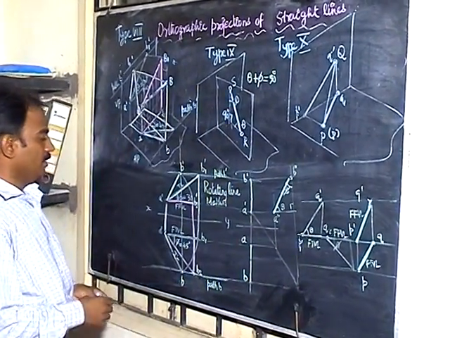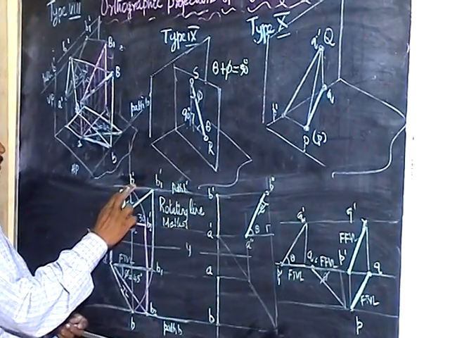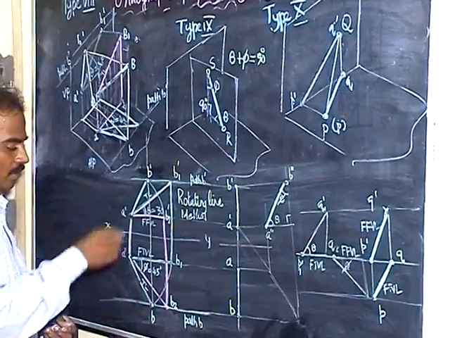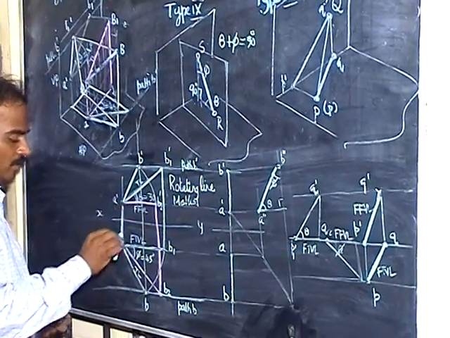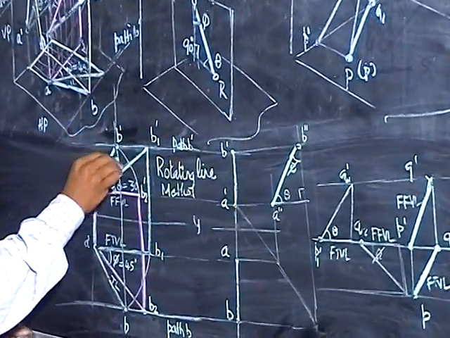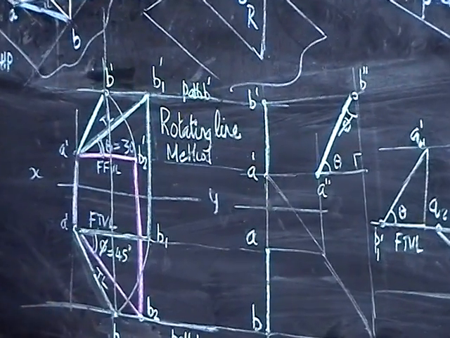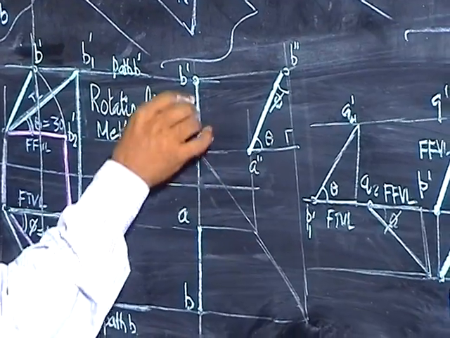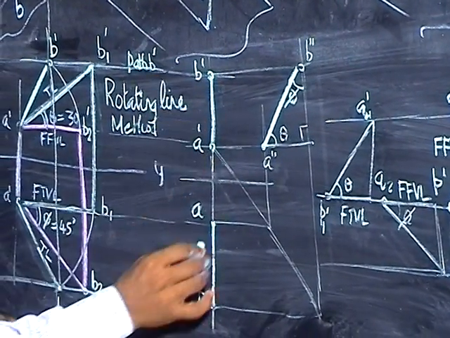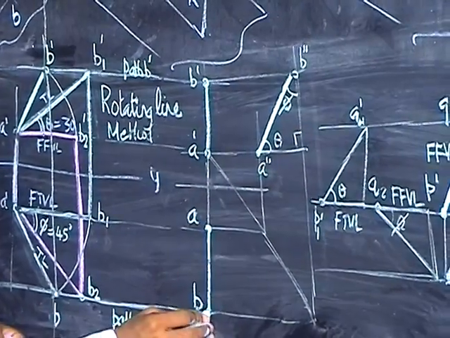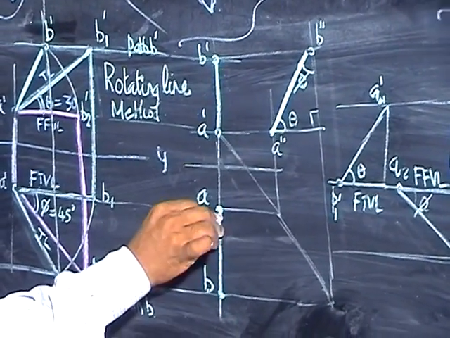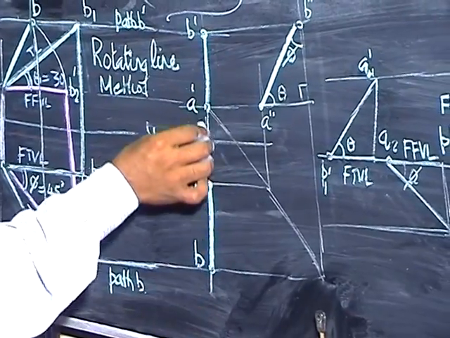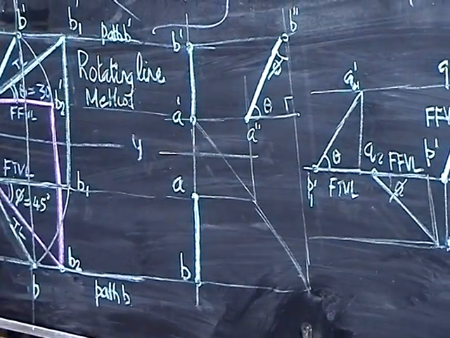Now let's see. Here A dash B dash is a reduced length front view, AB is a reduced length top view. A and A dash should lie on the same line, B and B dash should lie on the same line. Here in this case, A dash B dash is the front view, it should be made dark, and AB is the top view, it again should be made dark. But the beauty is that A dash B dash and AB lie in a single projector.